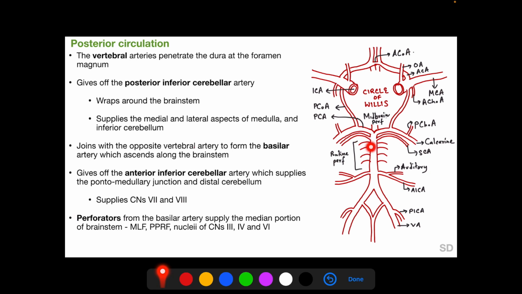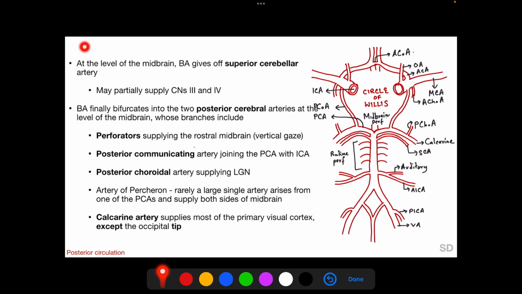Perforators from the basilar artery supply the median portion of the brainstem, and in this region we have the medial longitudinal fasciculus, the pontine paramedian reticular formation, and the nuclei of cranial nerves 3, 4 and 6. At the level of the midbrain, the basilar artery gives off the superior cerebellar artery, which may partially supply the 3rd and the 4th cranial nerves.